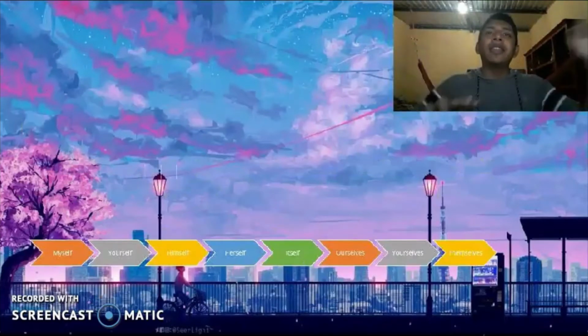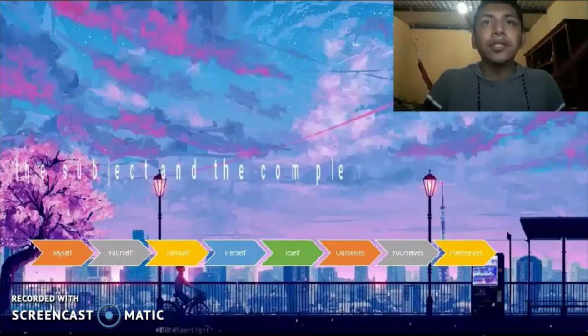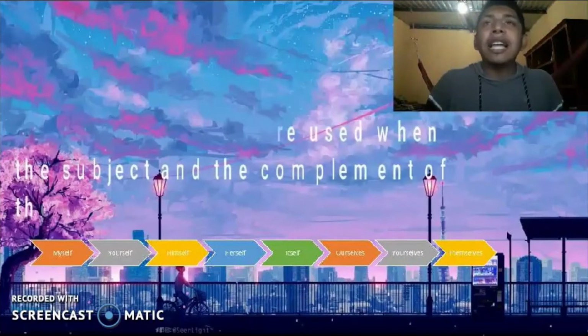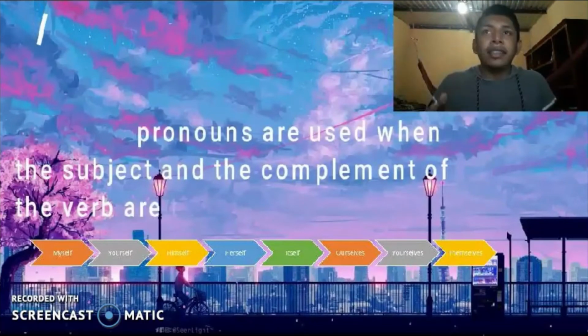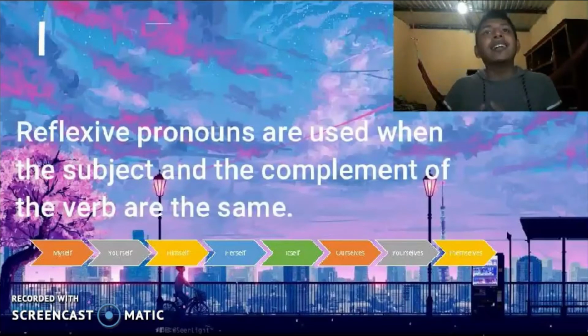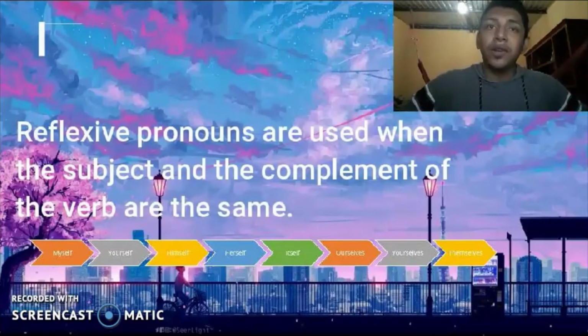So, now the next, the reflexive pronouns. The reflexive pronouns are used when the subject and the complement of the verb are the same. You can see all the reflexive pronouns on the screen.